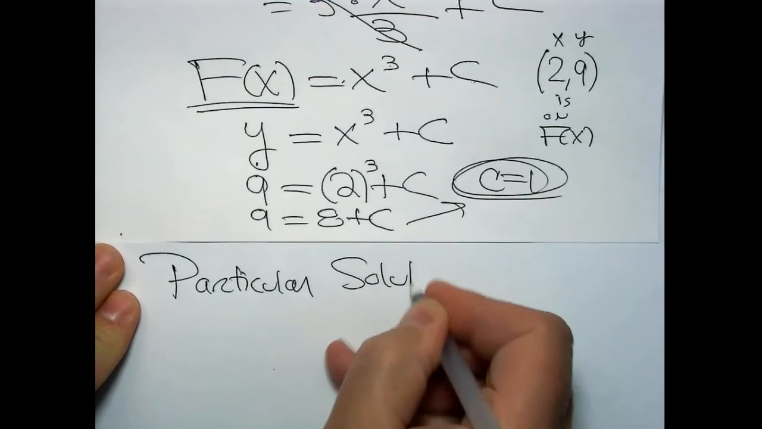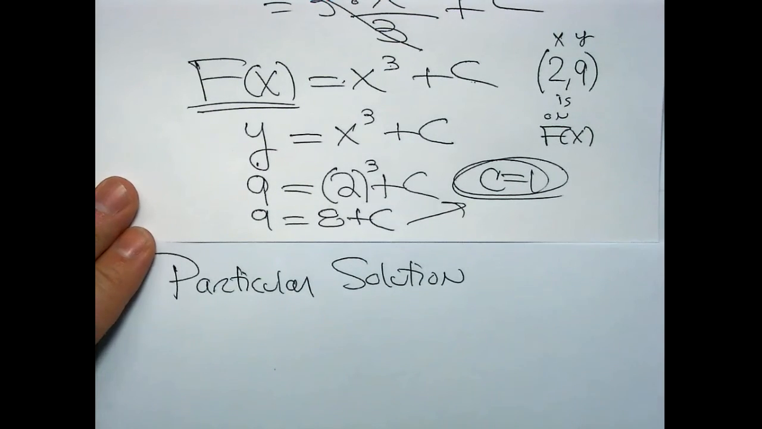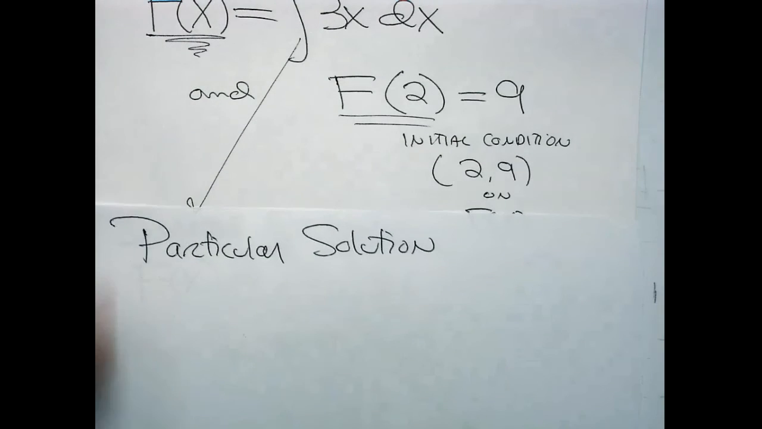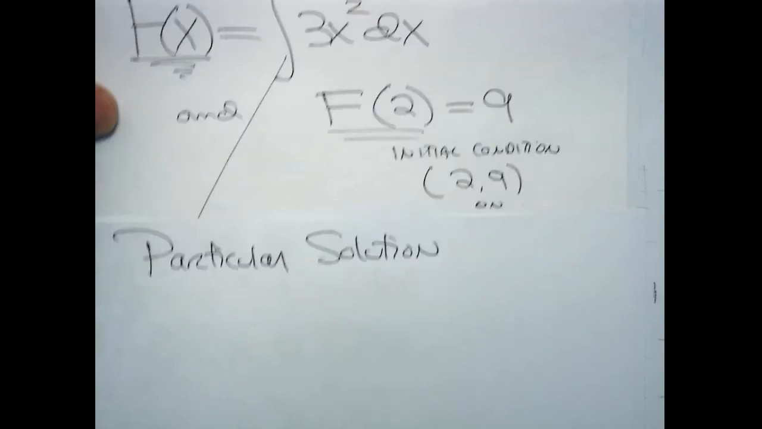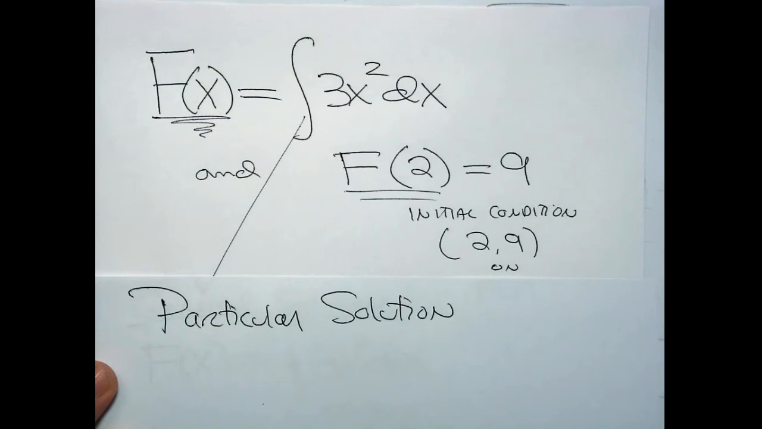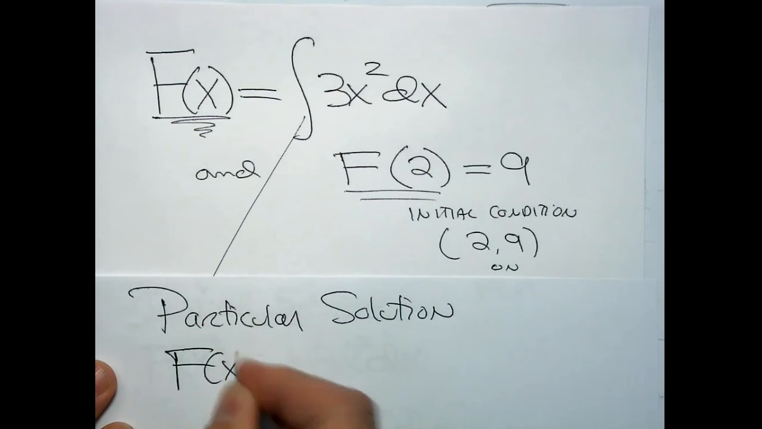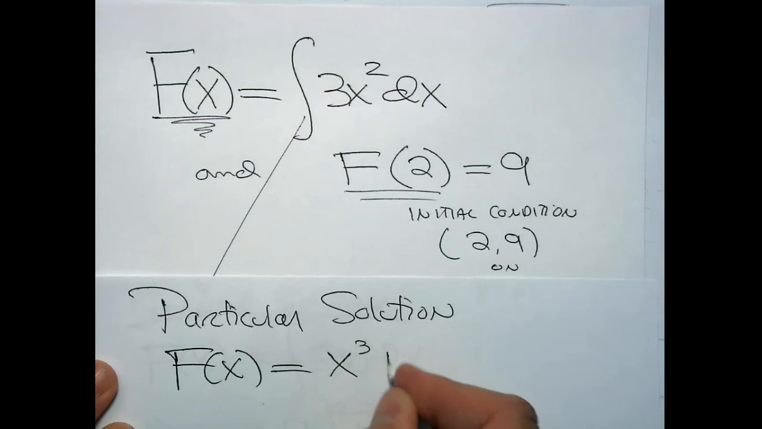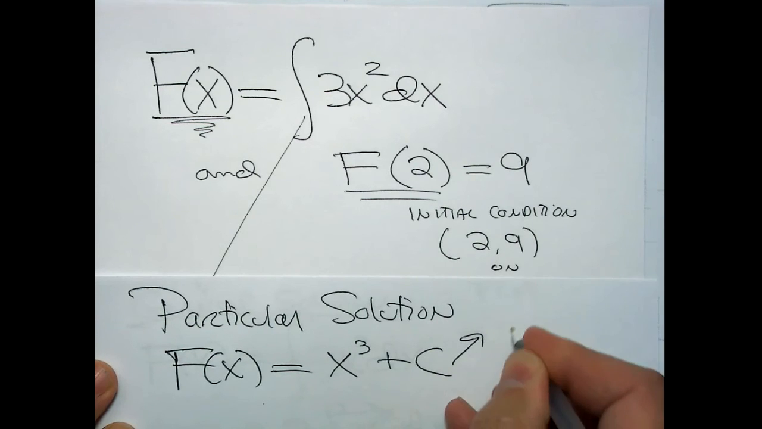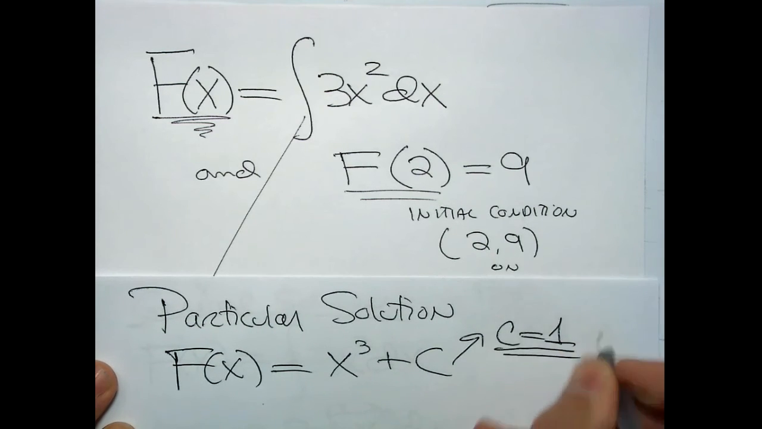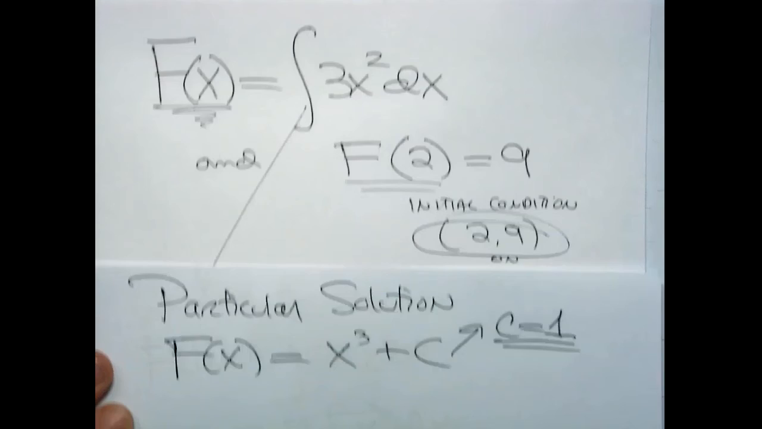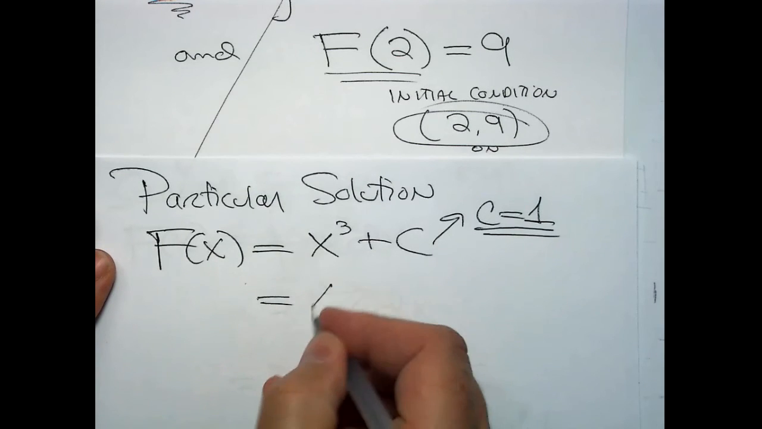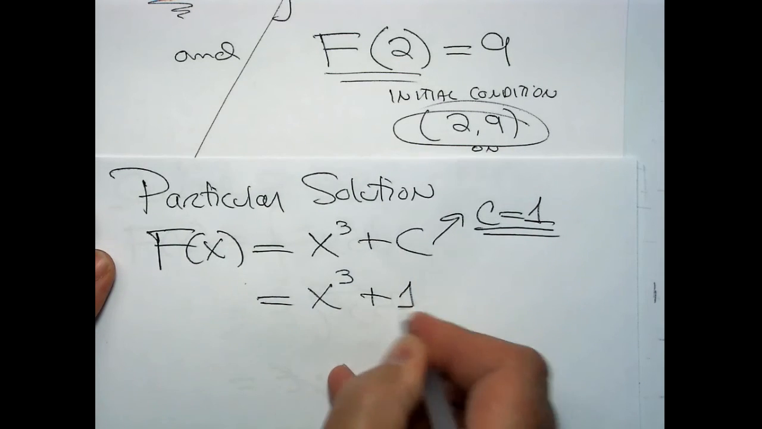The particular solution that satisfies both requirements, that capital F is the antiderivative of 3x squared and the point 2 comma 9 is on that curve, is the following. It is x cubed plus c, but we discovered that c must be 1 in order to get this point, and so the particular solution, therefore, is x cubed plus 1.